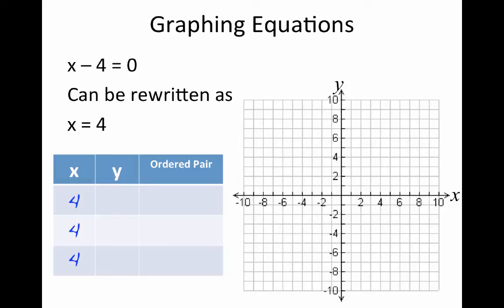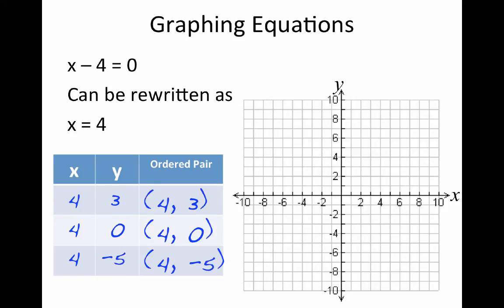I know that x is always equal to 4. Doesn't matter what y is. The values I'll pick for y are 3, 0, and -5. You might have picked different ones.